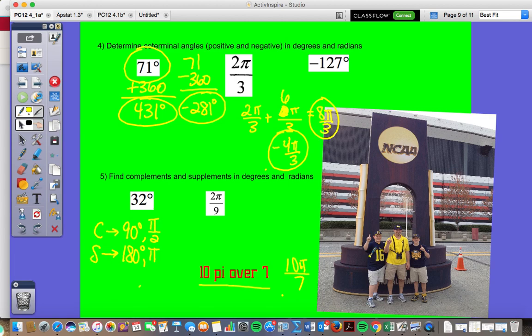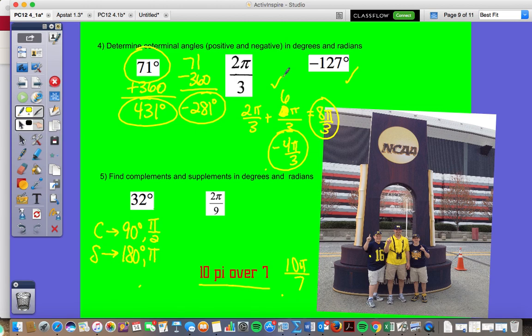Hey, is everyone good on coterminal? Is everyone good on what to do with negative 127? Add and subtract 360, right? Everyone's good, I think, on that one because of what we just talked about. If you are good on number 5, you keep going. But does anyone have confusion on number 5? Just a little bit on anything?